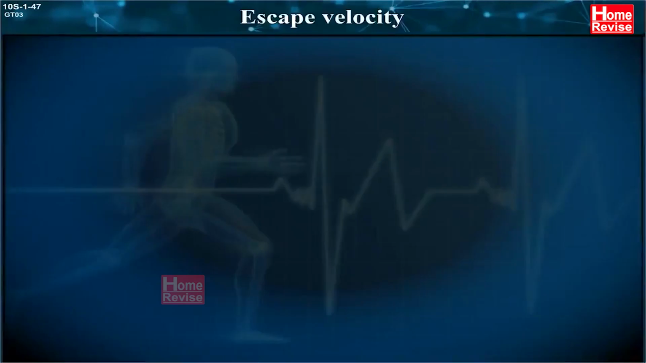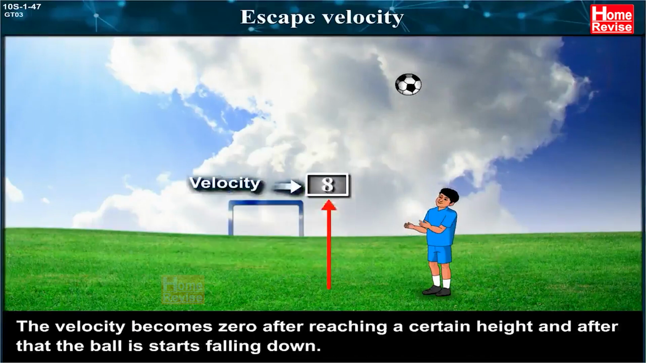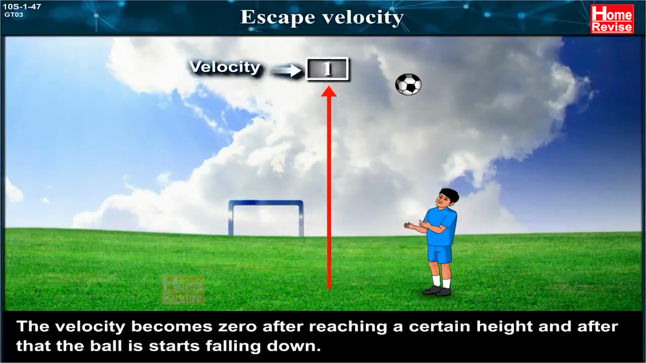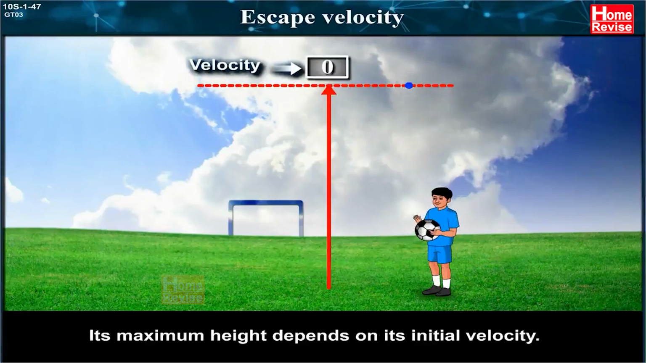Escape velocity. We have seen that when a ball is thrown upwards, its velocity decreases because of the gravitation of the Earth. The velocity becomes 0 after reaching a certain height, and after that, this ball starts falling down. Yes, have you ever noticed that? Its maximum height depends on its initial velocity.